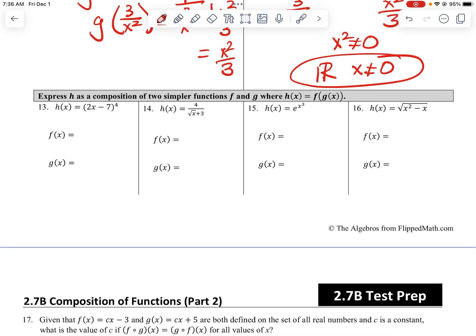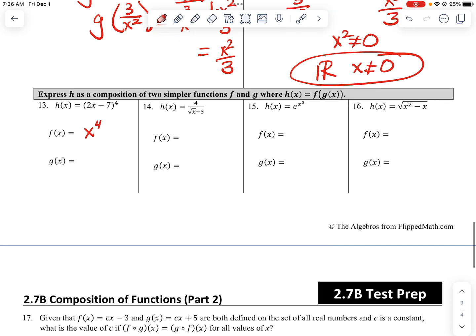And then these final ones are a little easier. We're identifying our inside and outside functions. Well, this has something to the 4th power. So that's our outside. And what did we input into that x? Would be the 2x minus 7. Well, number 14 has a fraction. So that would be our outside. And what did we put in the denominator? Would be x plus 3.